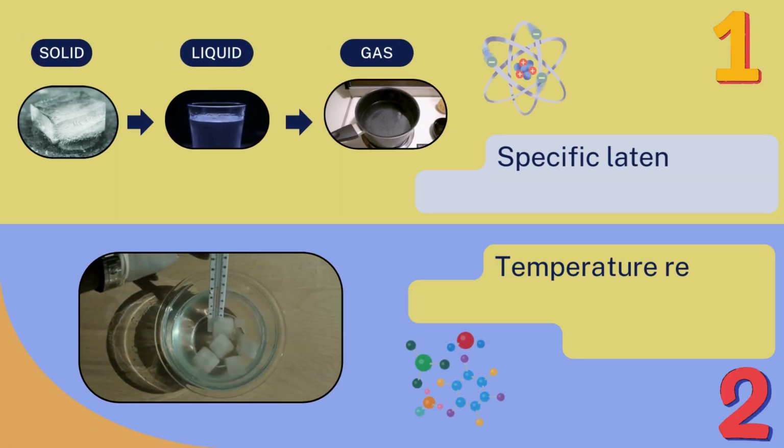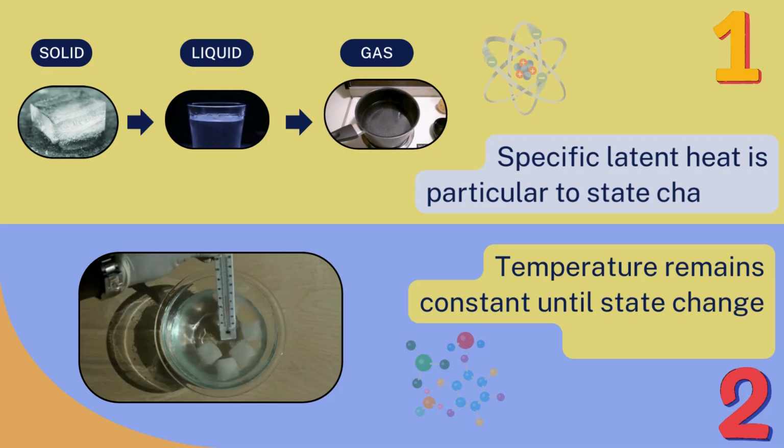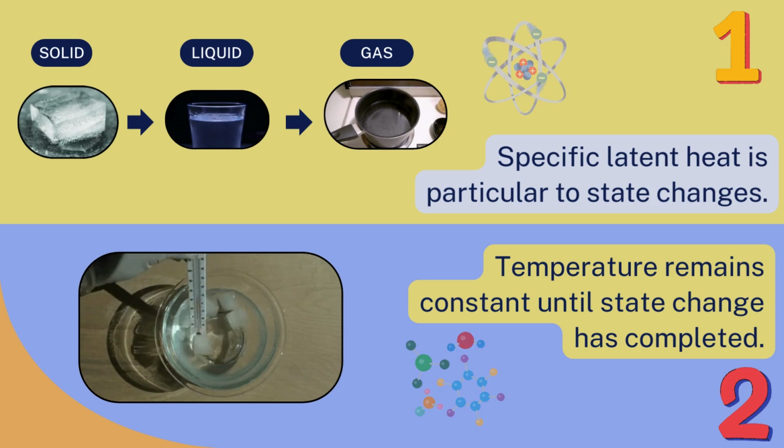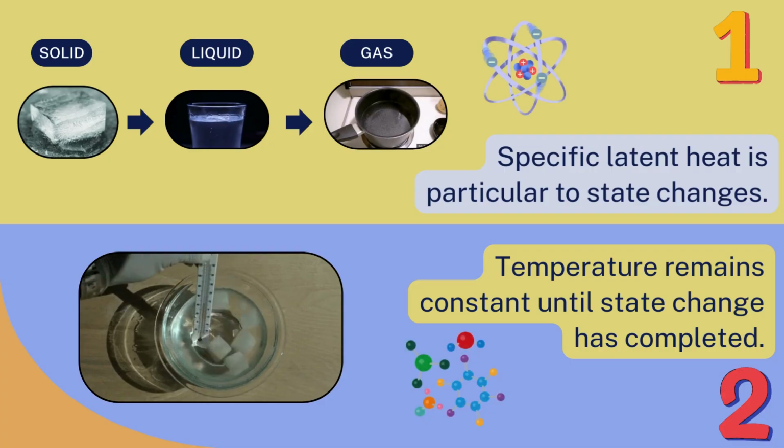When talking about specific latent heat, there are two main things to note. Firstly, the specific latent heat is particular to state change. What this means is that the latent heat when changing ice to water is going to vary when changing water to gas vapor. The second main thing to note is that the temperature will remain constant. It will only change once the state change has completed.